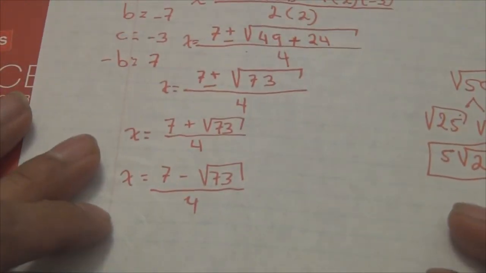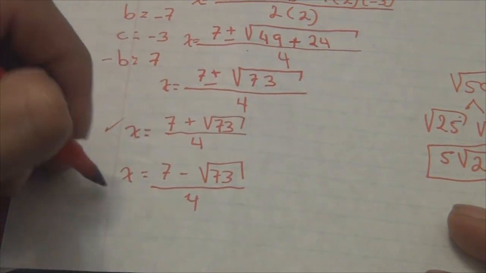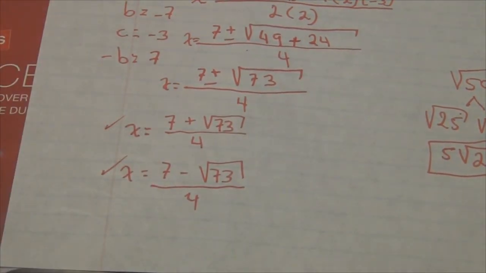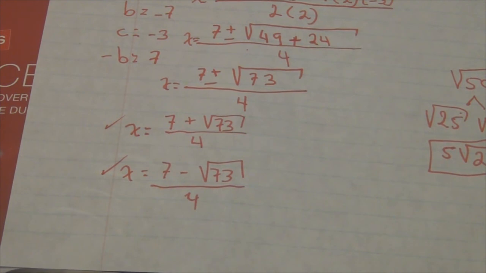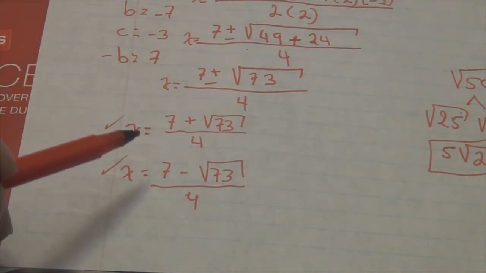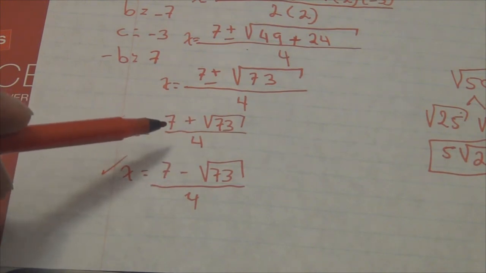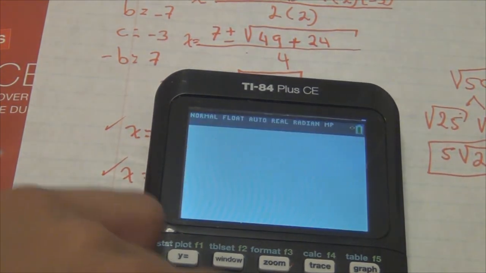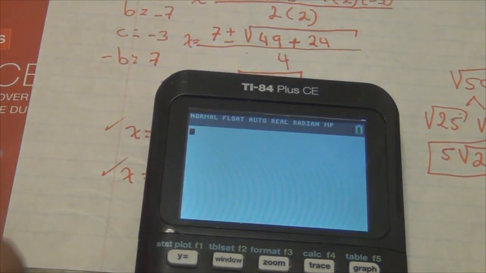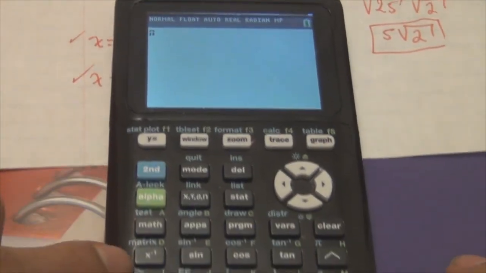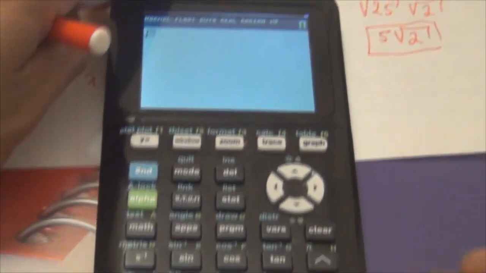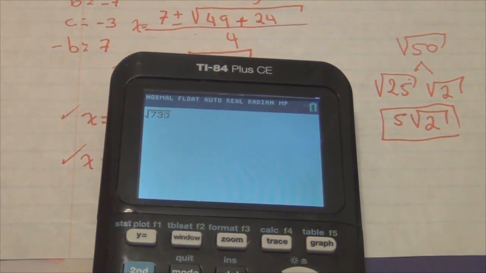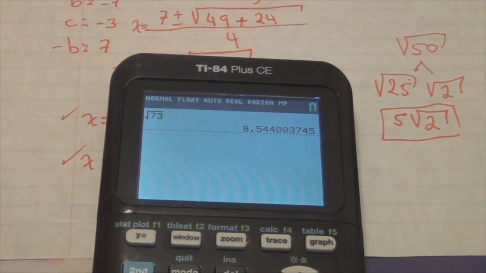So your answer remains like this and like this. Now, if you ever are solving a problem that has to do with money, distance, or they ask you to please round to the nearest tenth, then, my friends, you're gonna have to use the calculator. Use the calculator and you find out what the square root of 73 is. It's 8.54 and so on.